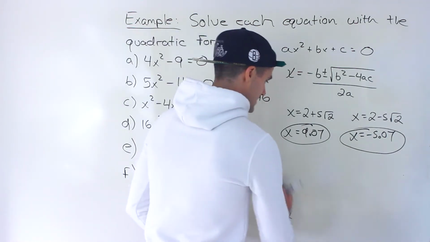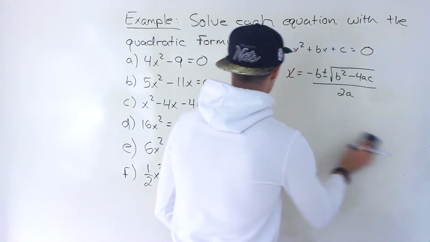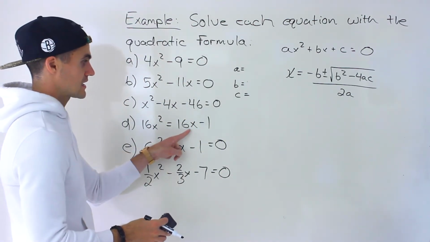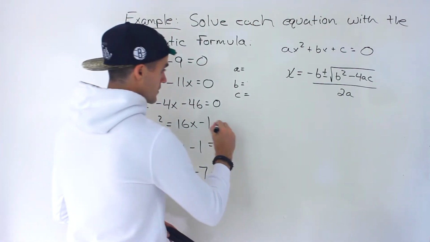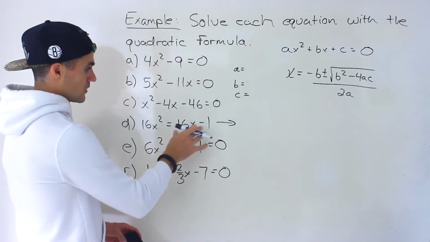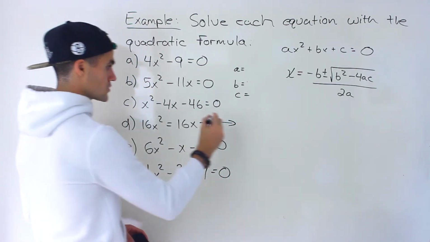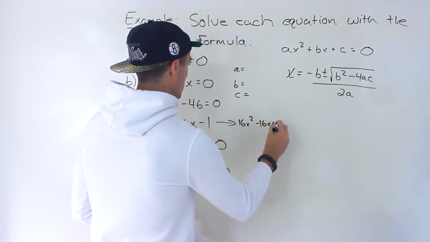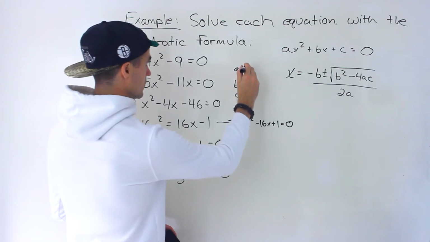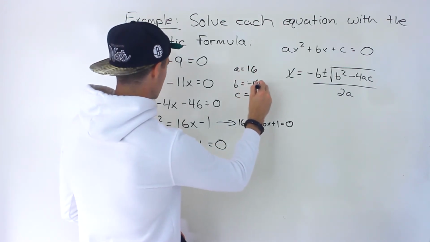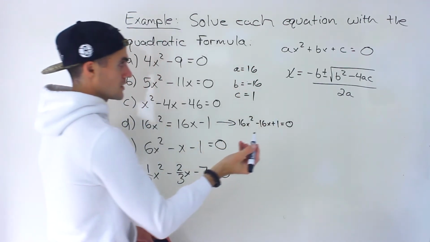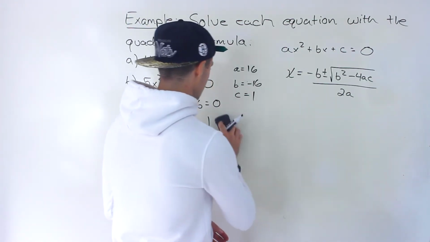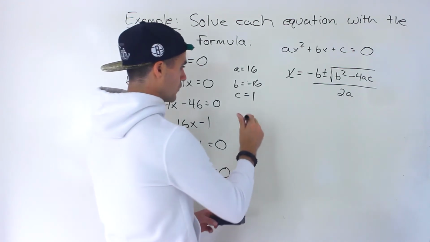Moving on to part D, what do we got here? We got 16x squared equals 16x minus 1. So first thing we want to do, bring everything to one side. Right, so let's bring the 16x minus 1 over. So we'll have 16x squared minus 16x plus 1 is equal to 0. So notice the a value is 16, the b value is negative 16, the c value ends up being positive 1. And so now let's plug these into the quadratic formula.